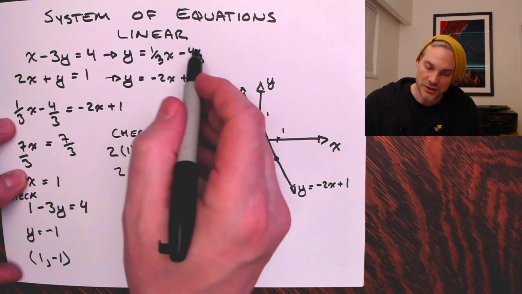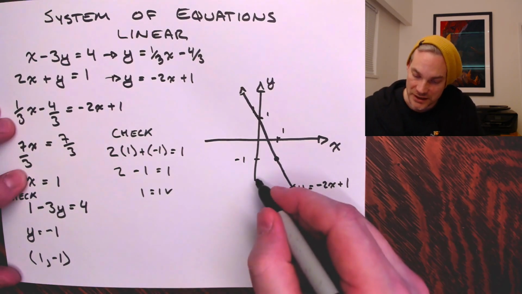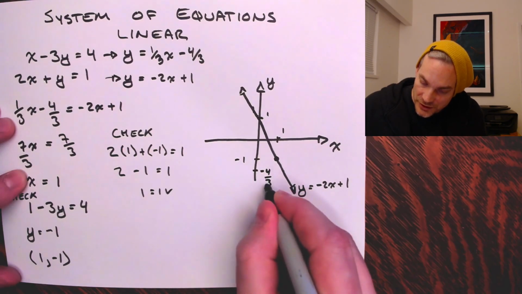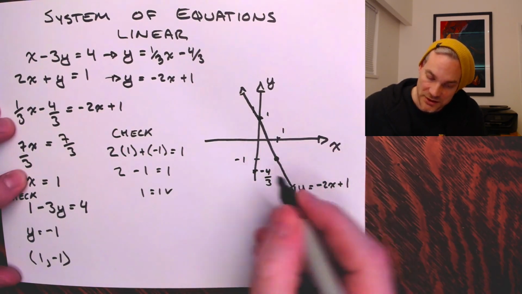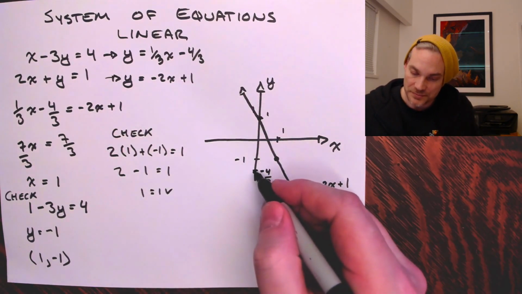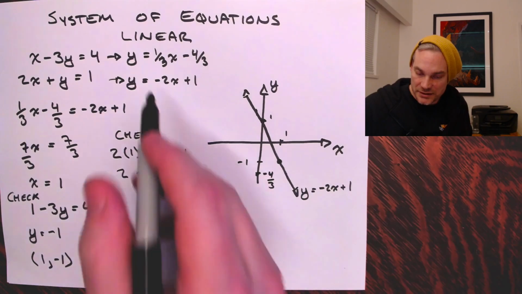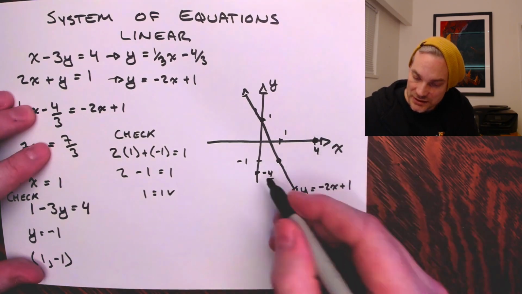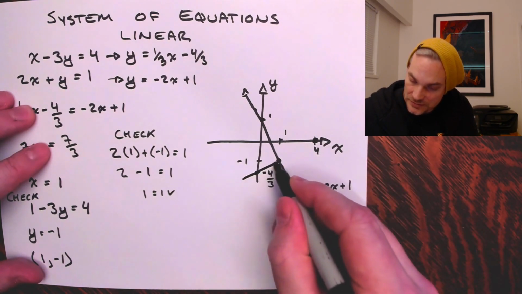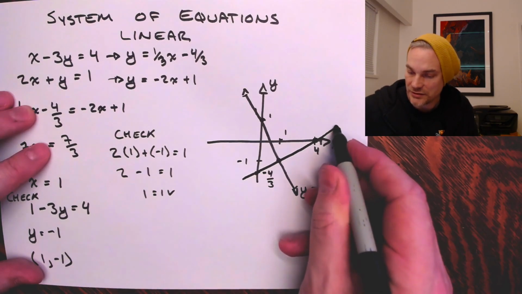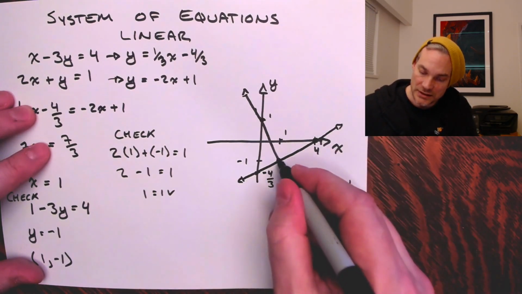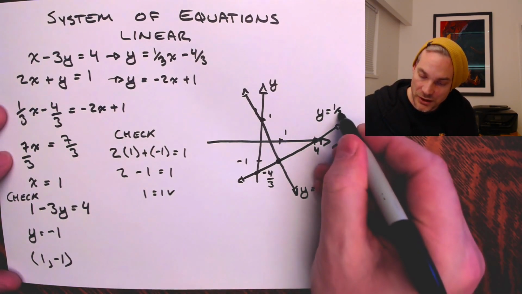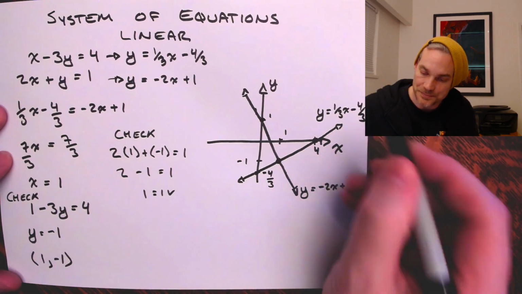And now if I go to this one, I actually have a very narrow line, and negative 4 over 3 is its y-intercept. These are the y-intercepts. And it has a slope of 1/3. So when y is 0, x is going to be 4. So this is its x-intercept. So it goes like this, and it has a very shallow slope. And this is our point of intersection. So that is our solution. So this is y equals 1/3 x minus 4/3.